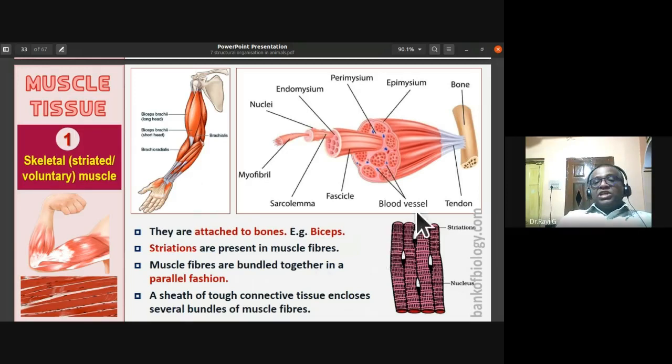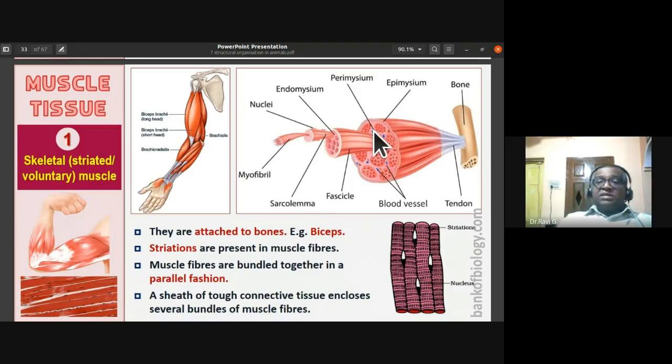A sheet of tough connective tissue encloses several bundles of muscle fibers. You can notice the epimysium, endomysium, and perimysium. They are the different membranous layers. And they have myofibrils. Myofibrils arise from these fibers. They are all arranged as bundles. You can notice that a muscle has a tendon. You can see how the muscle is attached to the bone through the tendon.